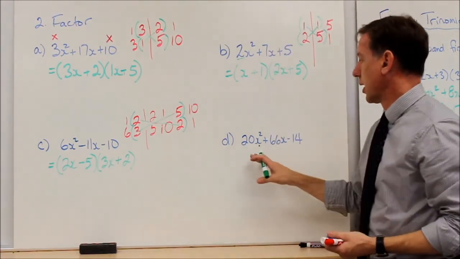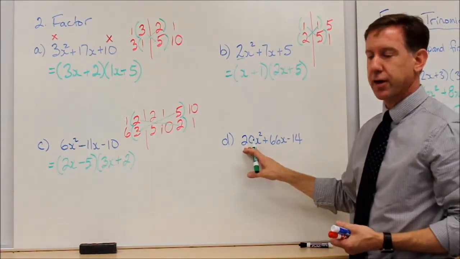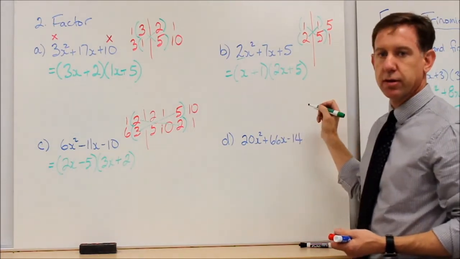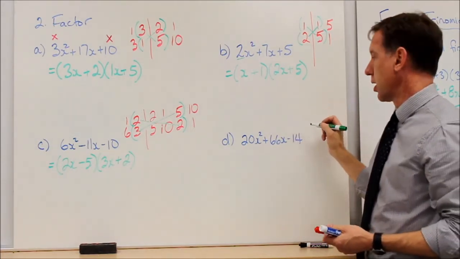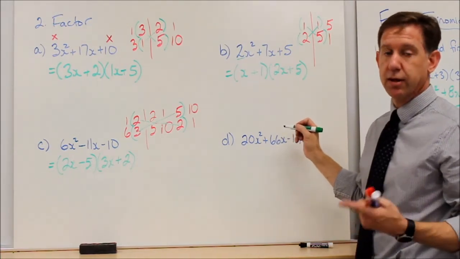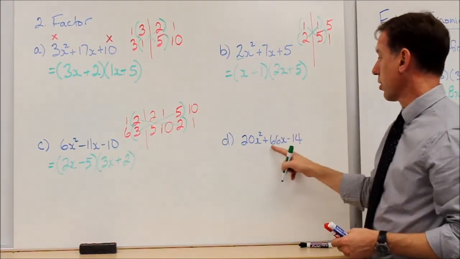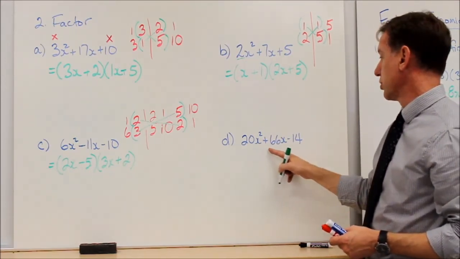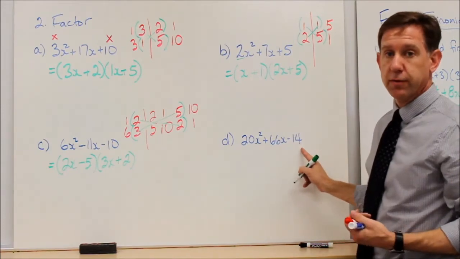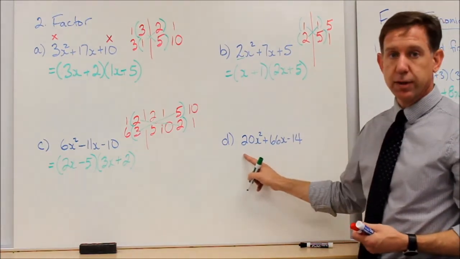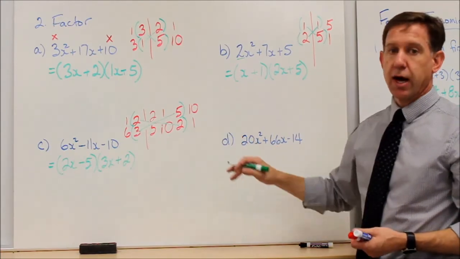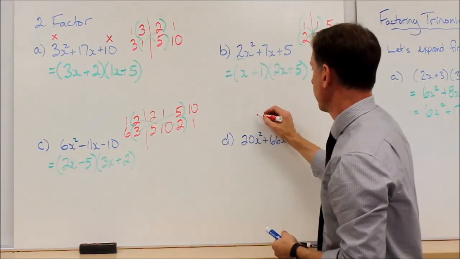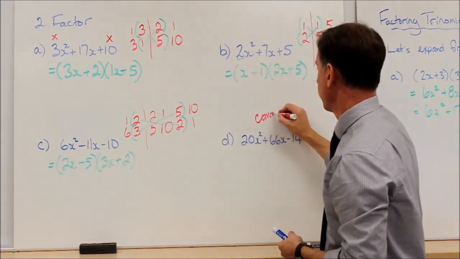Okay, last one here. Well, the number's a little bit bigger than the other examples. I've got 20 and 66 and 14, so lots of numbers to write down, lots of factors to write down in our chart, which you could do directly if you'd like, but if you'll notice, these numbers are all divisible by 2. And what we could do then is factor out a common factor first, make these numbers a little bit smaller, and then deal with our chart afterwards.